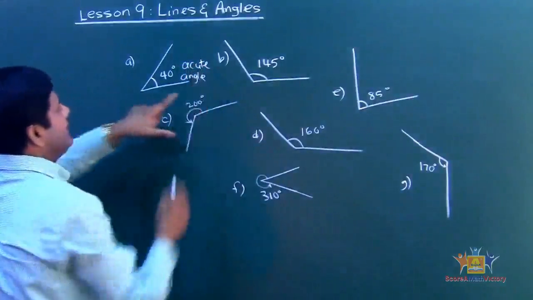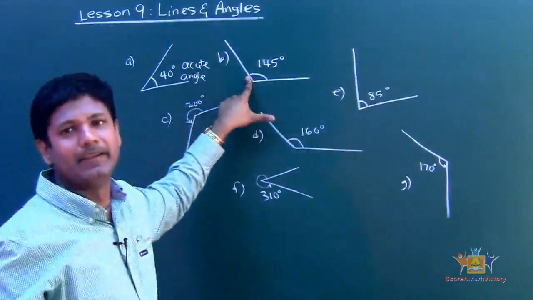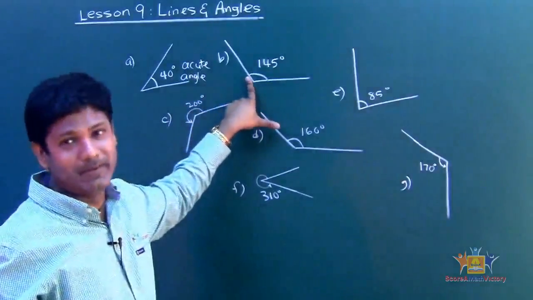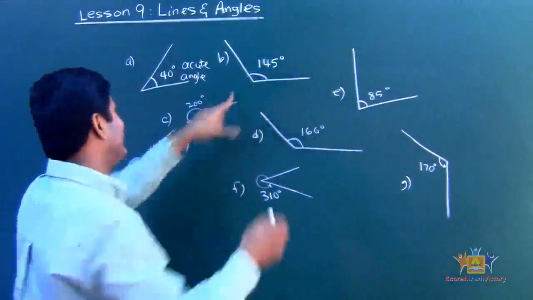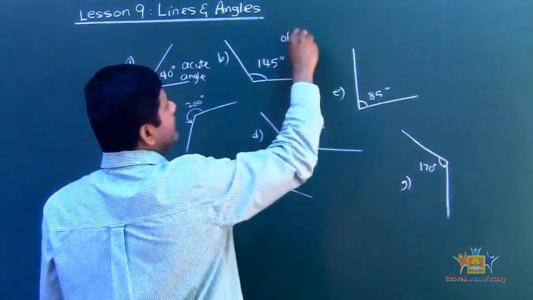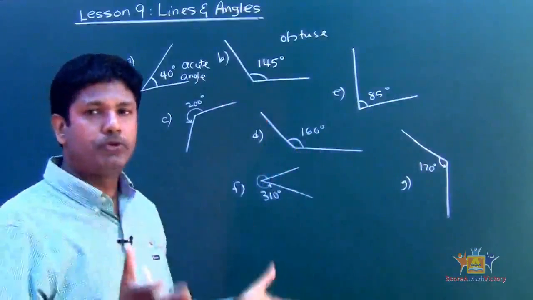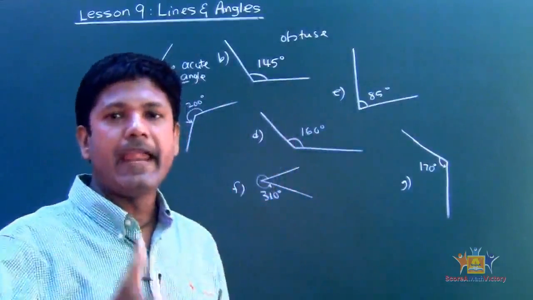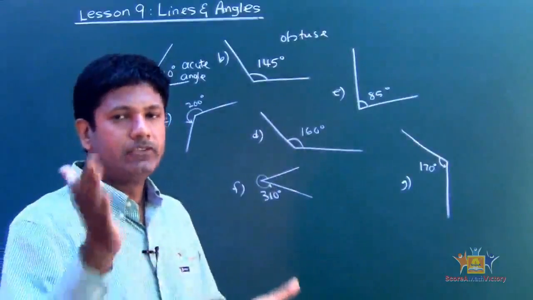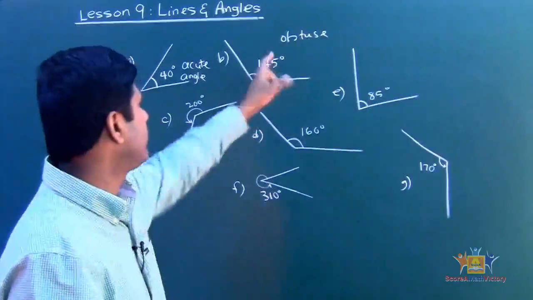Now let's look at B. It's bigger than 90, so it's going to be obtuse. That's right, but it's not greater than 180. It's still below 180. So an obtuse angle is between 90 degrees and 180 degrees. That's called an obtuse angle.